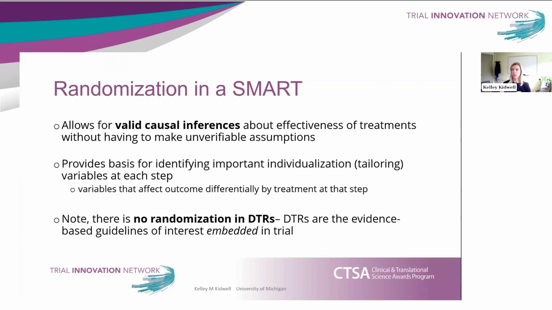And one note, right, the clinical trial is the SMART and includes randomization. But the result of the trial, what we want, are these estimates of the dynamic treatment regimens. Those are the treatment guidelines. Those don't include randomization, right? Those are the formulas or the guidelines of treatment. First start with this, and if you respond, get that. And if you don't, get this other thing. So whenever we talk about dynamic treatment regimens, those aren't including randomization. We're just using randomization as a tool in the trial to get those unbiased estimates.